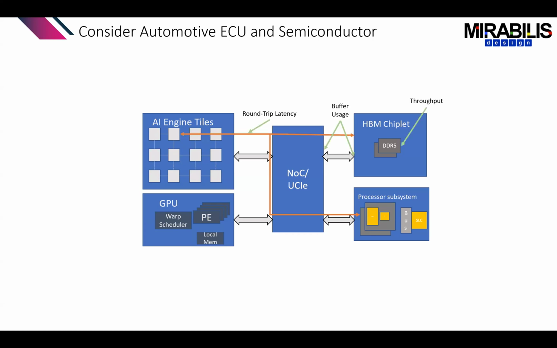Now, when I look at this, the analysis I typically do are looking at round trip latency. What's the buffer usage? How much of throughput am I getting? What is the latency to go from here to the process subsystem versus the latency going to the memory? Is there a difference between the two?